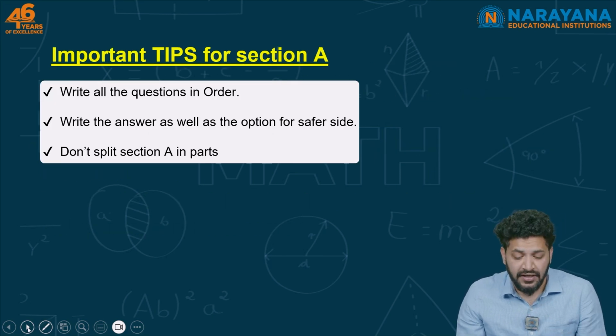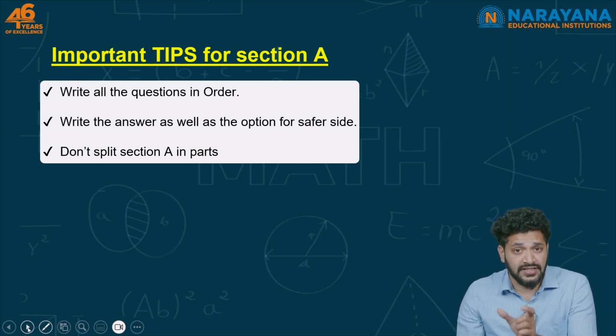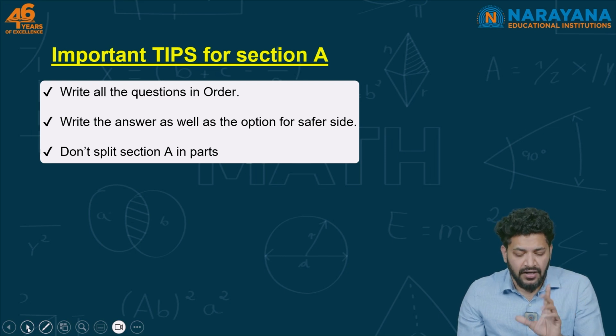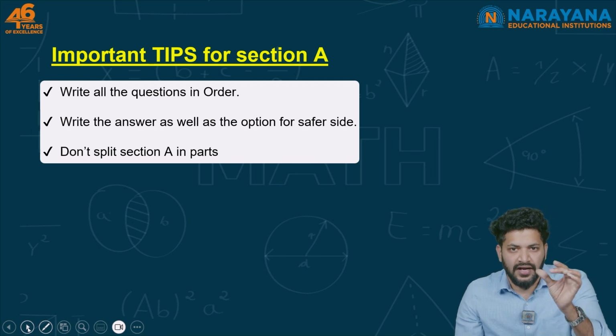Important tips for Section A. See, children, it is very important. You should write the question number, option, and answer. So write all the questions in order. That thing you have to keep, order 1, 2, 3, 4 you have to keep. Write answers as well as the options for the safer side. Don't split Section A in parts. It is a very important thing. You should not split, writing questions 4 to 5 here, and again the 9th question, and again the 14th. You should not maintain that. If you don't know, just leave it like that and go to the next question.